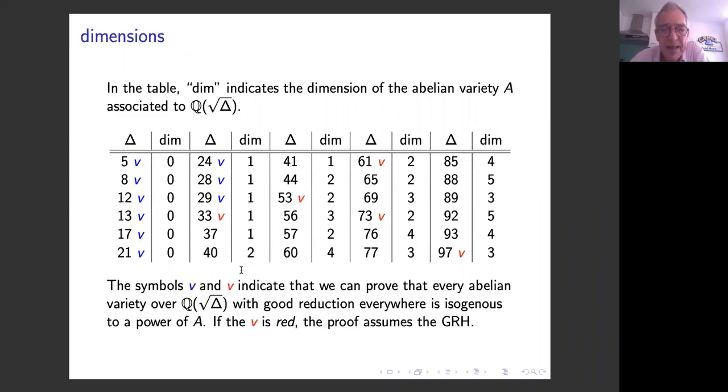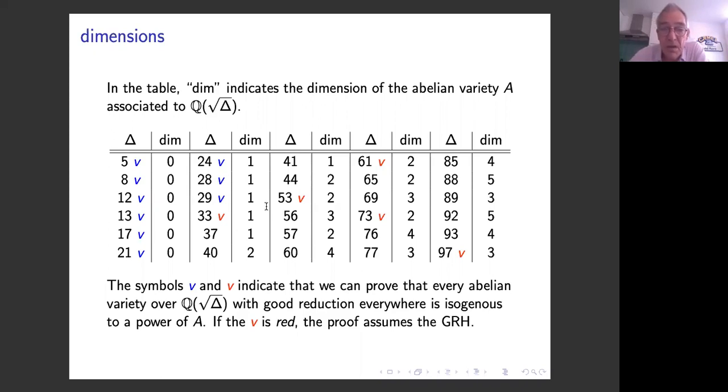I should say that the larger values of the discriminant here have been proved by Lassina Dembélé. This is all joint work with Lassina Dembélé, as you could see on the first slide. And in fact, two of the blue Vs here are also due to him. I needed the Riemann hypothesis and he was able to avoid it.